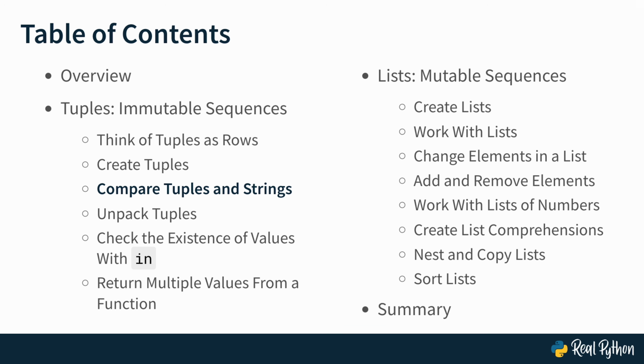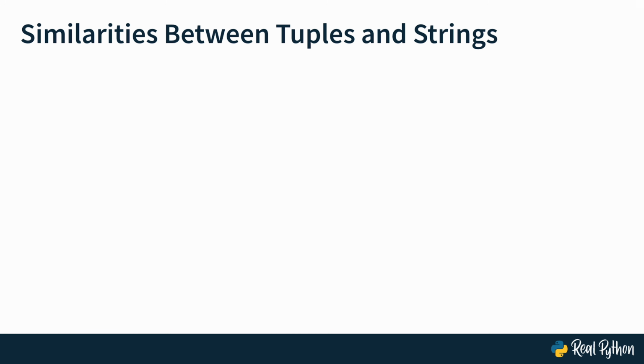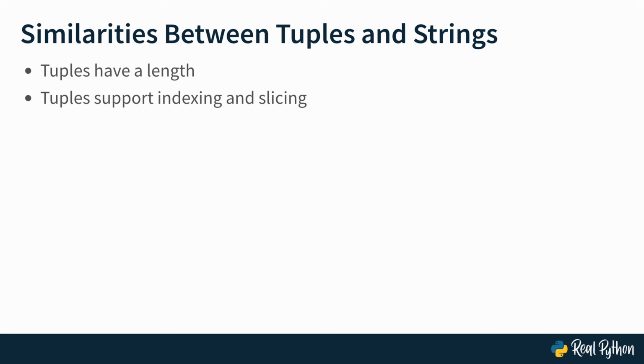Previously, I've mentioned that tuples and strings have things in common. Now, in this lesson, we'll go a little bit deeper into this comparison between tuples and strings. I'll start off by showing you some similarities between tuples and strings. Let's start with an overview. Tuples have a length, tuples support indexing and slicing, tuples are immutable, and tuples are iterable. All of these things they have in common with strings.